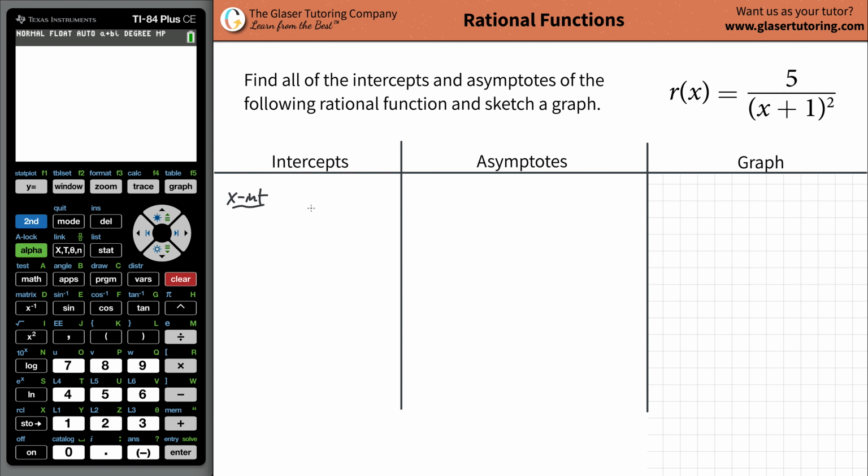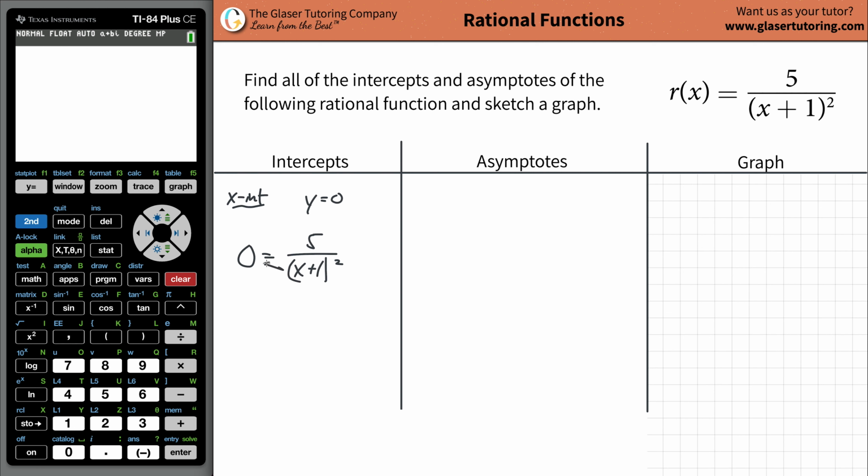When you find the x-intercept of a function, all you're going to do is take the y value of that function, the function value, and set it equal to 0. So when we have this function, r of x, instead of writing r of x, just write y. That's going to be equal to 5 over x plus 1, and that whole thing squared. So instead of writing y, just plug in a 0, and you're going to solve this for x.